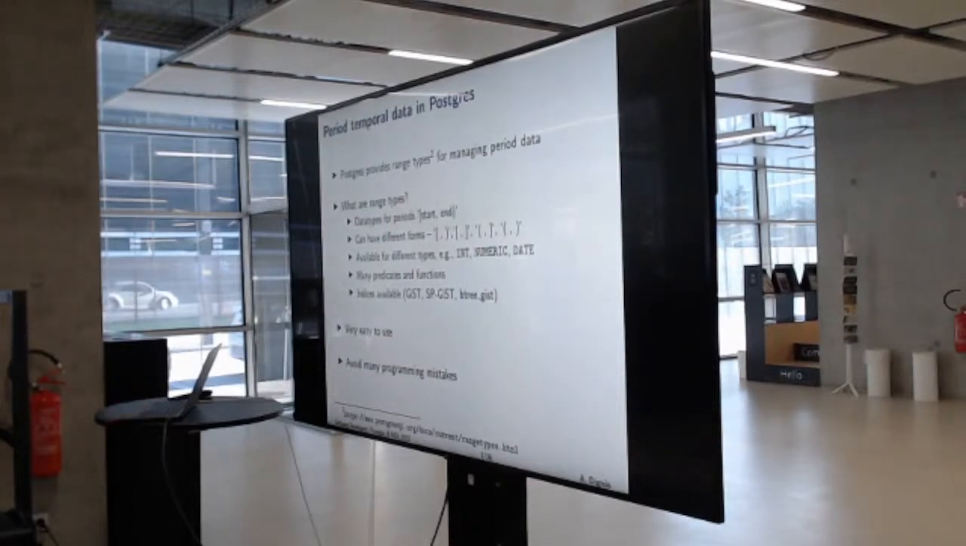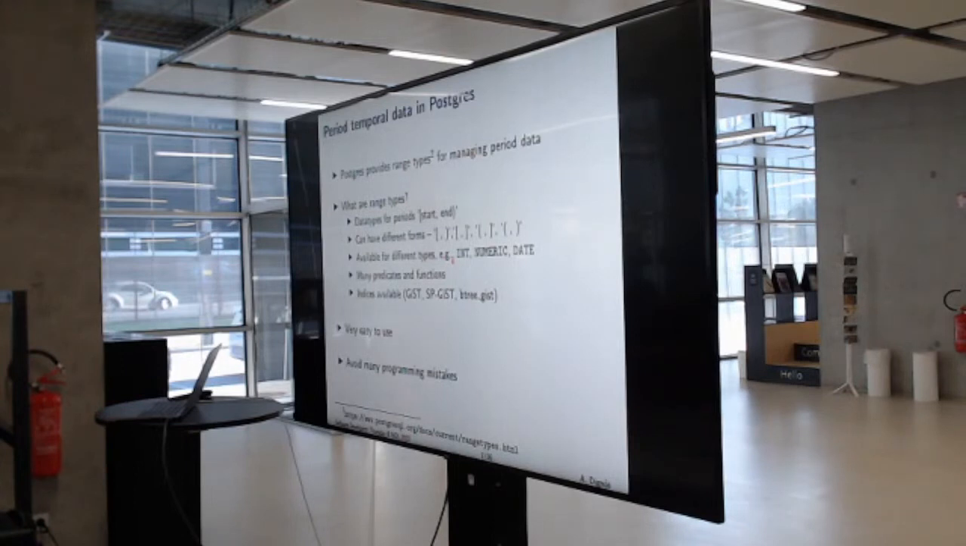Okay, so first we'll start with the period data. This is always data where our data is associated with a start and an end. And since 2012, Postgres provides a data type called range types. This is more than a data type itself, it is a family of data types. Here we can store a start and an end in one single attribute in a table. Range types can have different forms. We can explicitly say whether the start point is included, whether the end point is included or not. So we can have different forms, and our range type can have different data types.